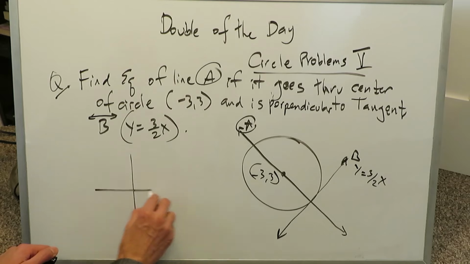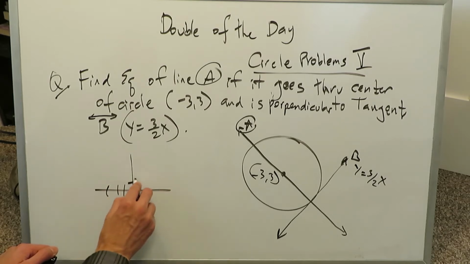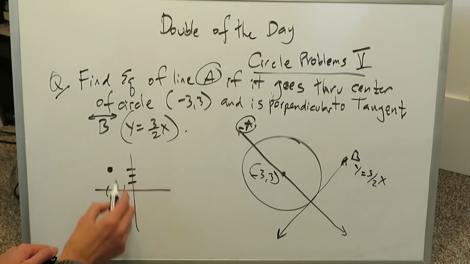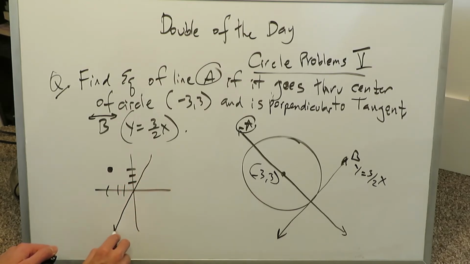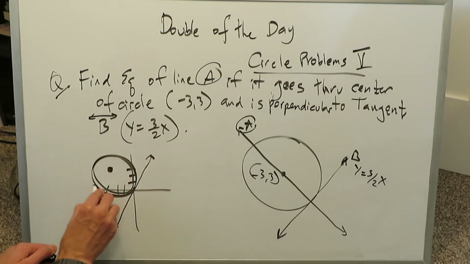You don't have to, but just for visualizing it, you have a center of the circle at -3, 3. Y equals 3 over 2 x is a steep line going through the origin, as you can imagine. You have a tangent over here, so you have a circle which must be coming like this. Of course, I haven't drawn it too well, but you would have a tangent going right over here.